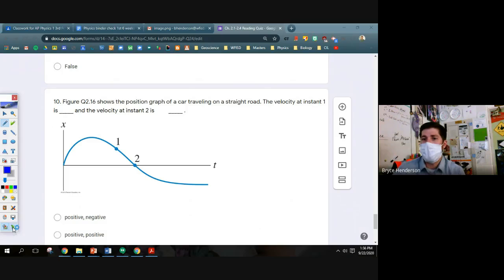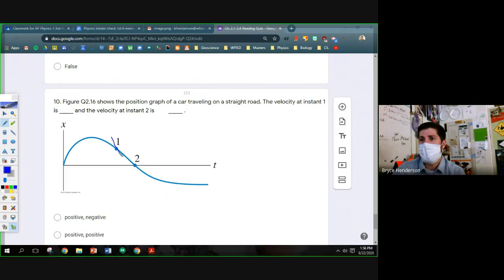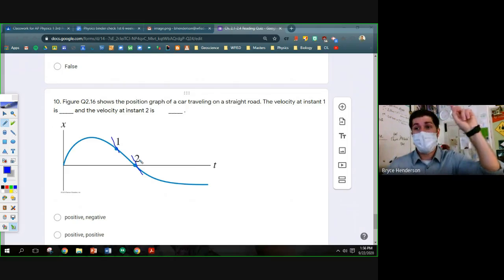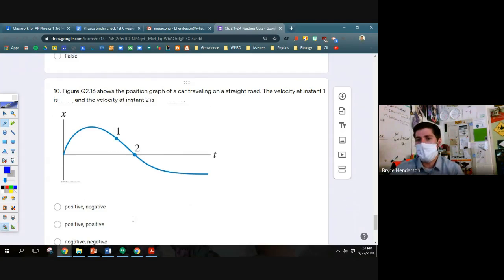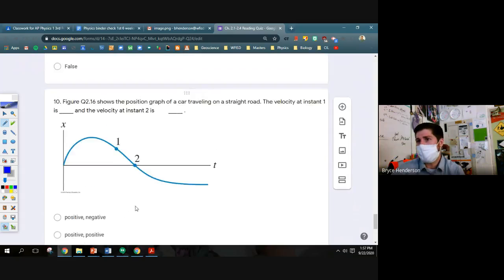Now, how do I find the velocity at each of these points? Slope. So what's the slope at 1? Negative. What's the slope at 2? Still negative. It's a little less negative, that's true, but it's not 0. What's the position at moment 2? That's 0. So many people fell for that trick. So don't fall for that next time.